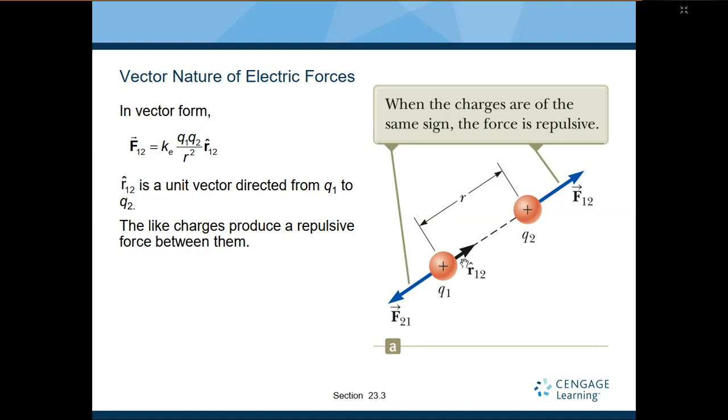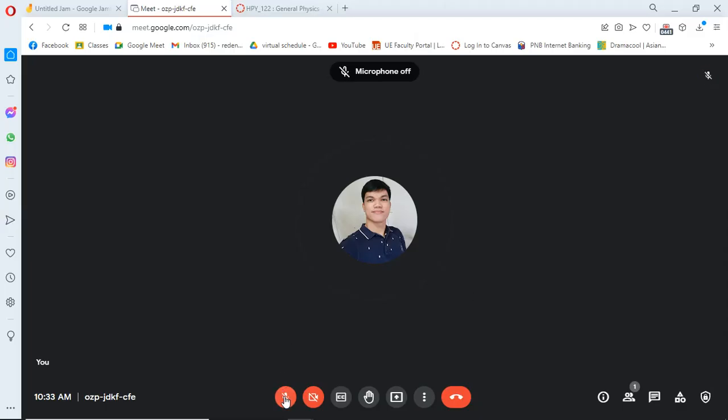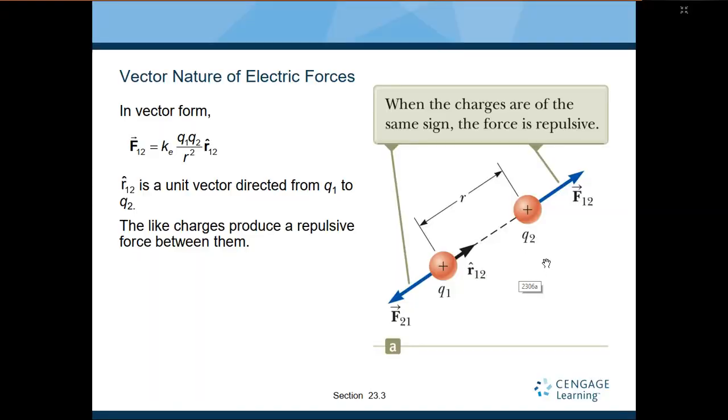The r12 here just represents the direction of the repulsive force. It doesn't mean that it is directed here. It is just denoted somehow like this. Remember, a unit vector is just a vector having a magnitude of 1. That is the purpose in pointing direction.